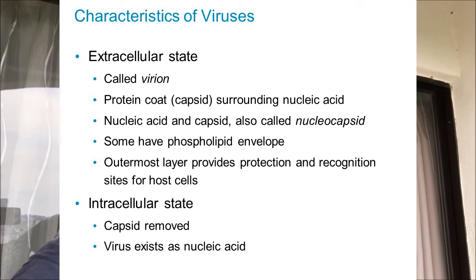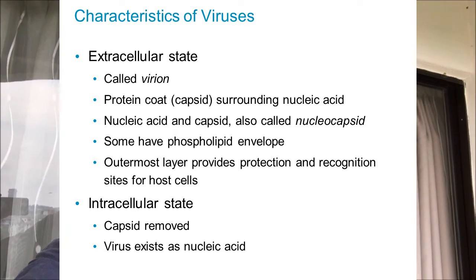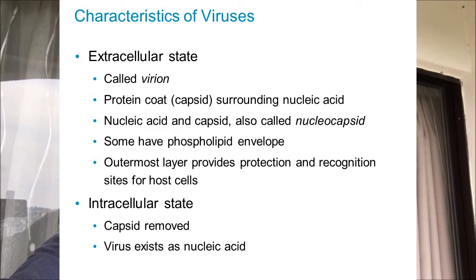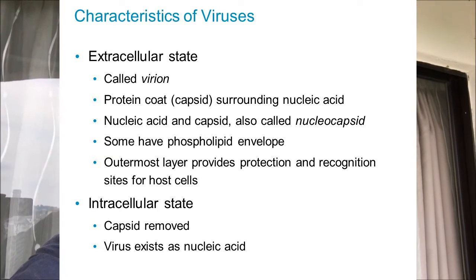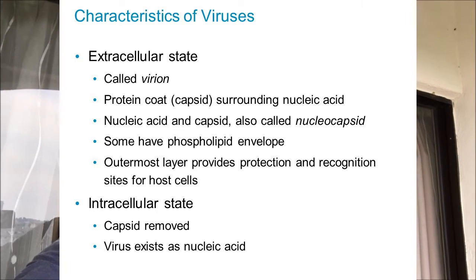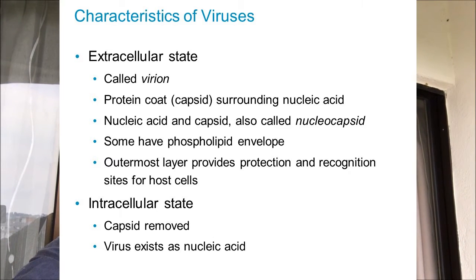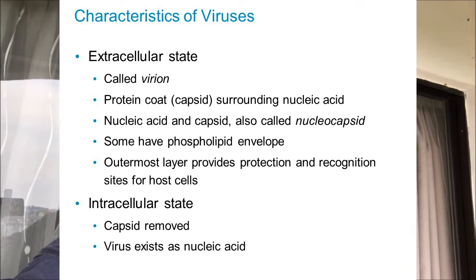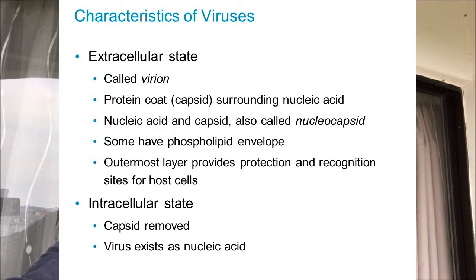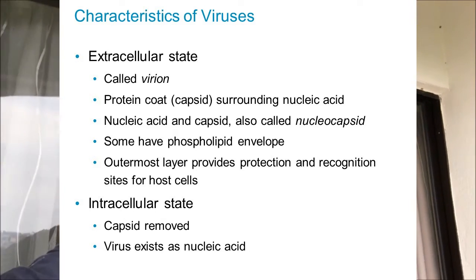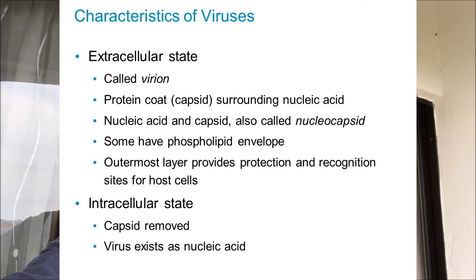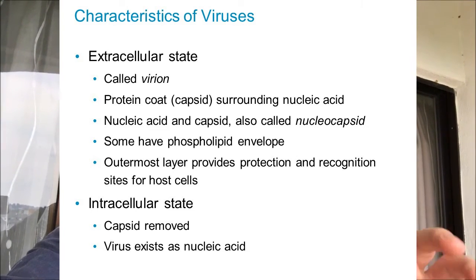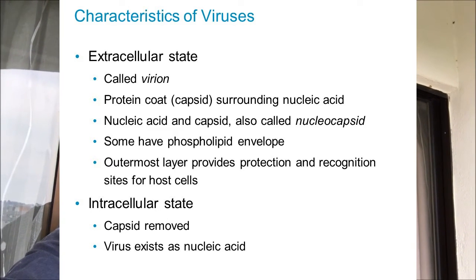Viruses have an extracellular and an intracellular state. Outside a cell, in the extracellular state, a virus is called a virion. Basically, a virion consists of a protein coat called a capsid surrounding a nucleic acid core. Together, the nucleic acid and its capsid are also called the nucleocapsid, which in many cases can crystallize like crystalline chemicals. Some virions have a phospholipid membrane, called an envelope, which surrounds the nucleocapsid. The outermost layer of the virion provides the virus both protection as well as recognition sites that bind to complementary chemicals on the surface of the host cell.